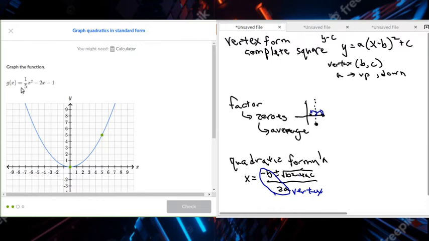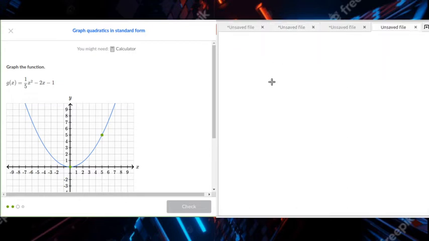We have 1/5 x squared minus 2x minus 1. So my a is not equal to 1. I could multiply everything by 5. If I do that, I'll have negative 10 and negative 5. I can't really factor that easily. I could complete the square, but again, I'm going to go with the quadratic formula. You'll see that the quadratic formula is almost always the most straightforward way to go.